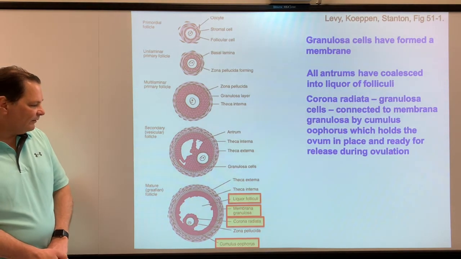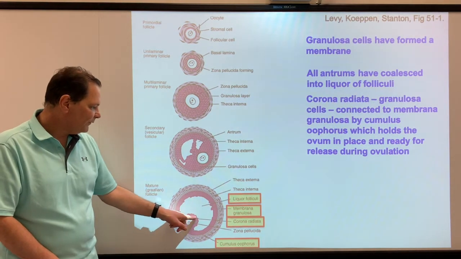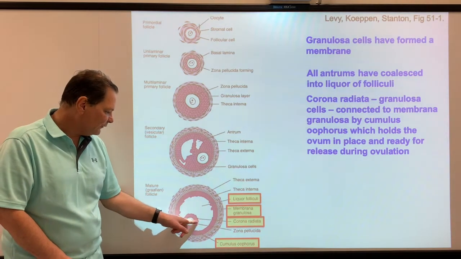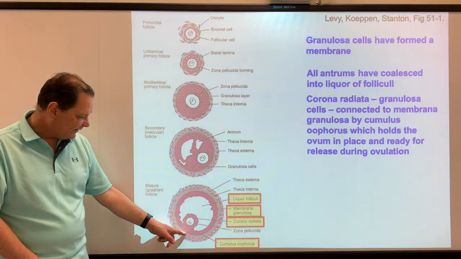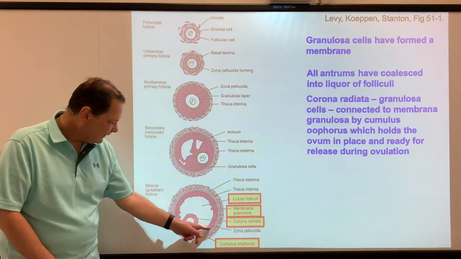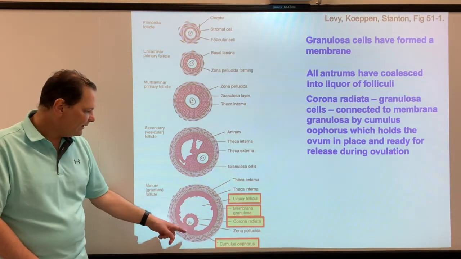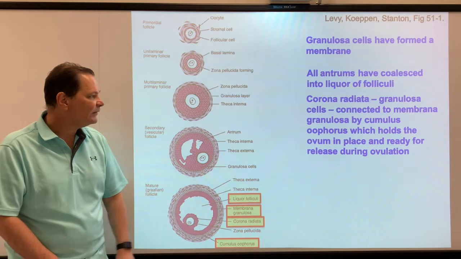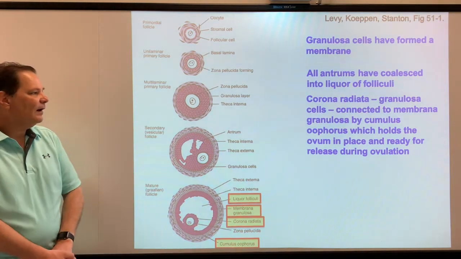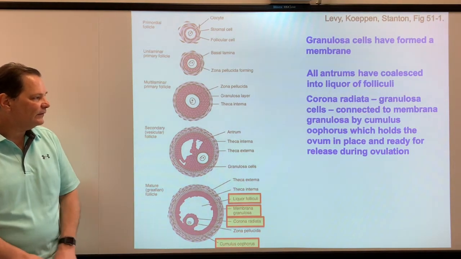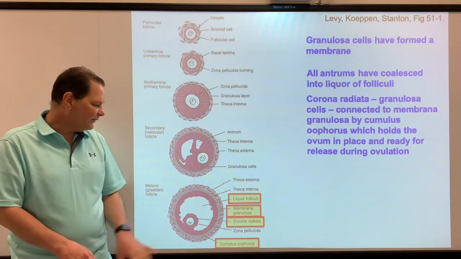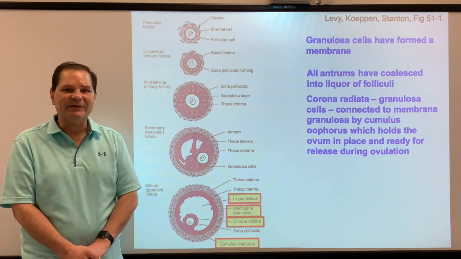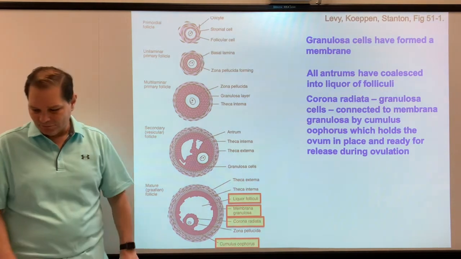We have the development of the corona radiata. These are granulosa cells which surround the oocyte, and that is connected to the follicular cells around the outside by the cumulus oophorus here, which is just like a neck of granulosa cells. At this point, the oocyte is being held in place and it's getting ready to be ovulated, okay?